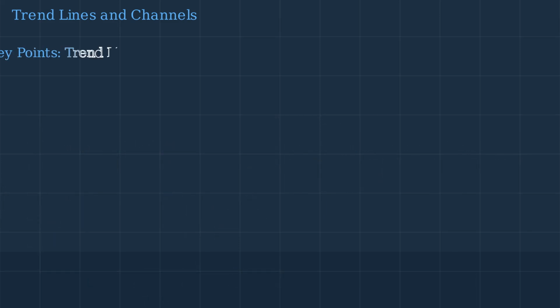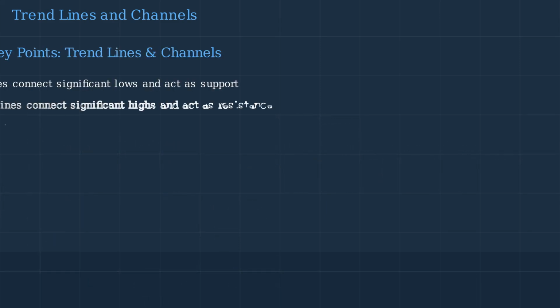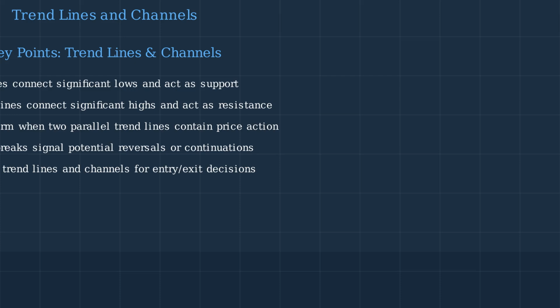To summarize what we've learned about trend lines and channels, uptrend lines connect lows and provide support, while downtrend lines connect highs and act as resistance. Parallel trend lines form channels that contain price movement. Breaks of these lines can signal potential trend changes. And traders use these tools to identify optimal entry and exit points in the market.